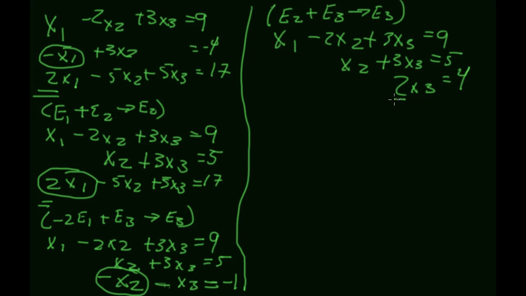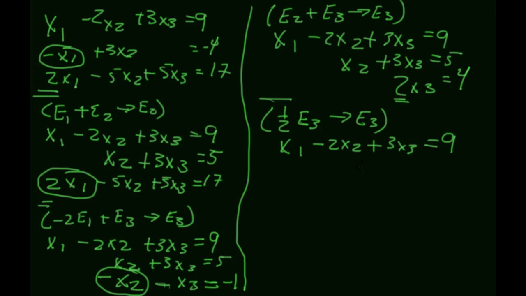So the only thing that I have a problem with here is I want to make that 2 into a 1. So I'm going to multiply the third equation by a half and substitute that in for the third equation. So I leave the first equation alone. x1 minus 2x2 plus 3x3 is 9. x2 plus 3x3 is 5. And finally, x3 is 2.